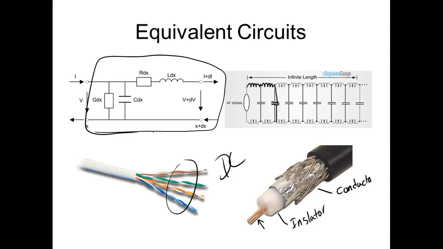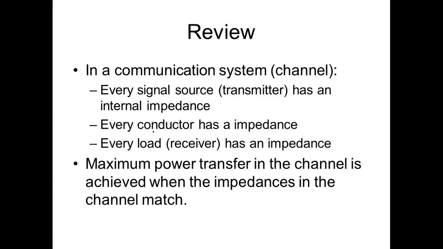When I send information, normally what we do is what we call modulating. We'll talk about that. So in a communication system, every signal transmitter has an internal impedance. Every conductor has an impedance. Every load has an impedance. Maximum power transfer occurs when all these impedances do what? Match. So instead of arbitrarily choosing it, we choose a certain cable. Everybody understand that? In networking, we use what we call RG58.